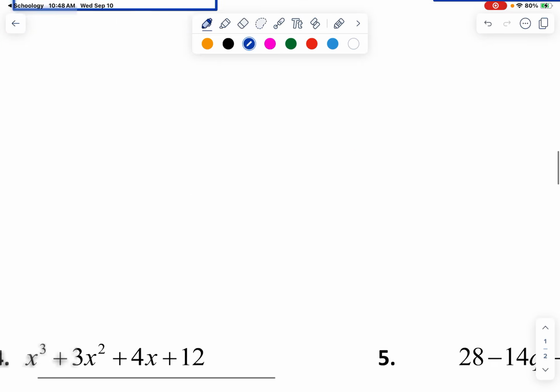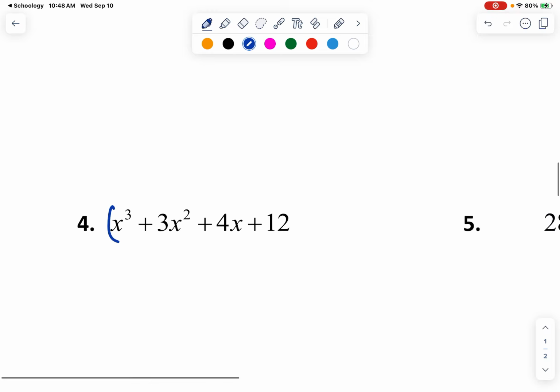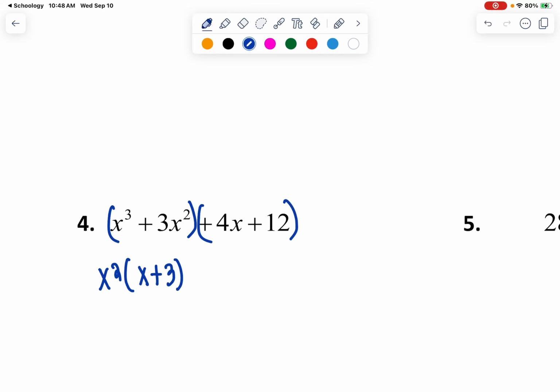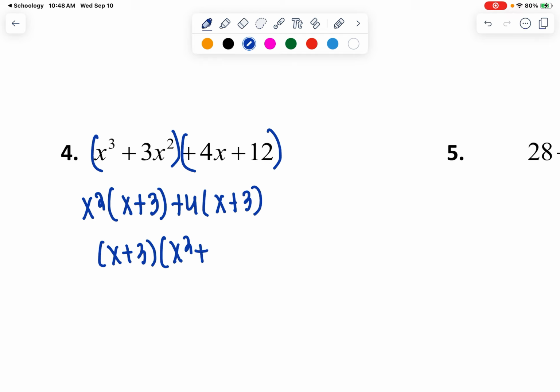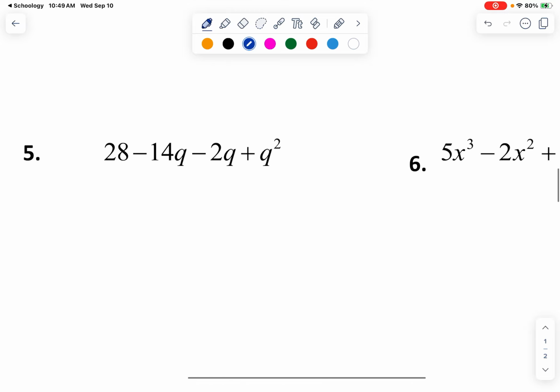All right, one more, and then you can try the next two. Grouping the first two together, they have an x squared in common. X plus 3 left over. Grouping the second two together, they have a 4 in common. X plus 3. And then we have x plus 3 times x squared plus 4. If this was an x squared minus 4, then I would factor that to x plus 2, x minus 2, but it's not, so I won't.